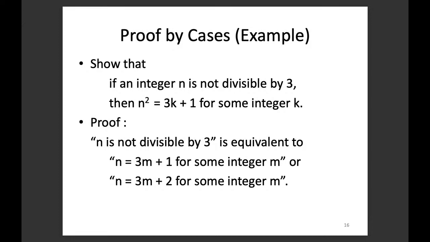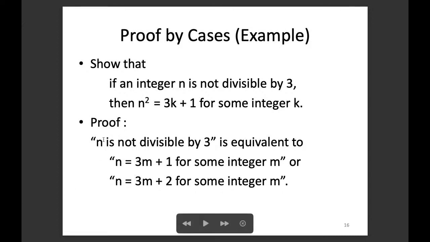The first group is the integers divisible by 3, the second group is the integers which after division by 3 have remainder 1, and the last group is the integers which after division by 3 have remainder 2. And then what we are interested in here is to show that no matter whether n is in the second group or in the last group, the square of it is always of the form 3k plus 1 for some integer k.